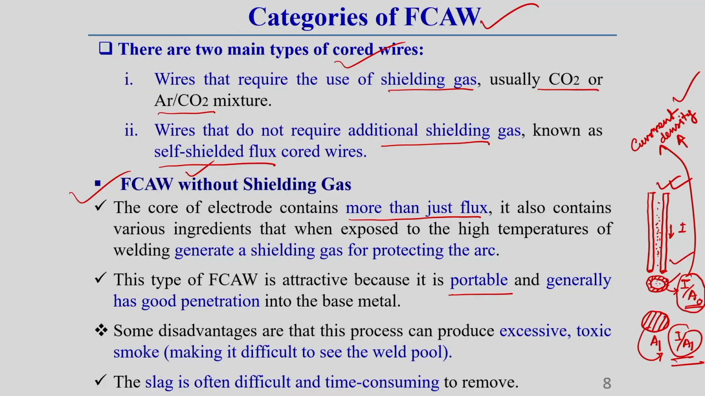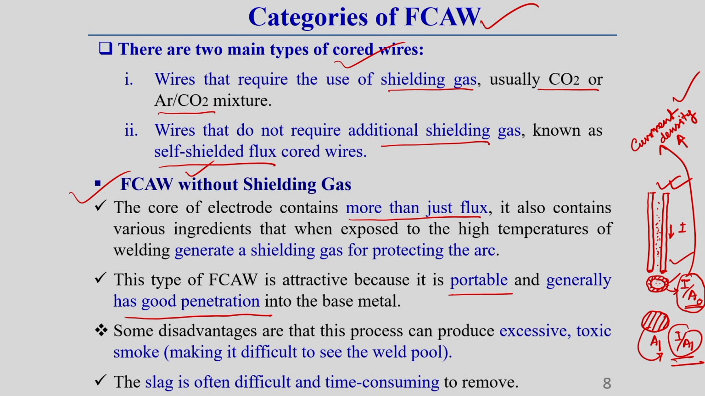As it creates a more forceful arc, in this type of welding process we get more penetration. You know, the higher the current density, the higher the penetration. That means if the force in an arc is more, then penetration will be more. That is why I have written that it has good penetration in the base material.